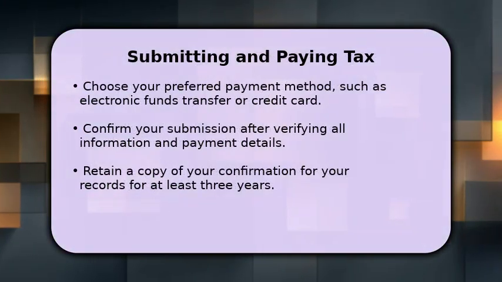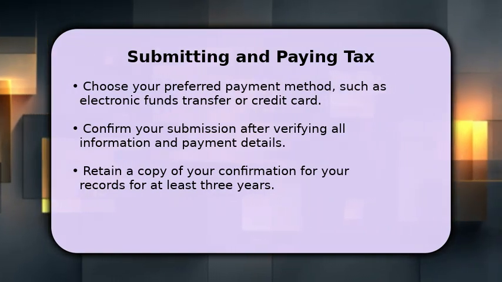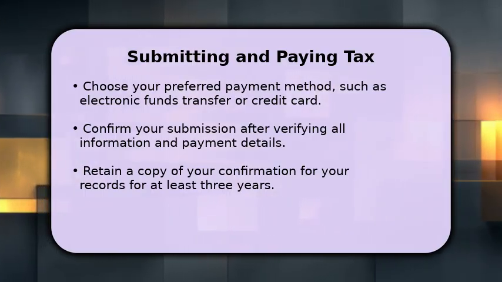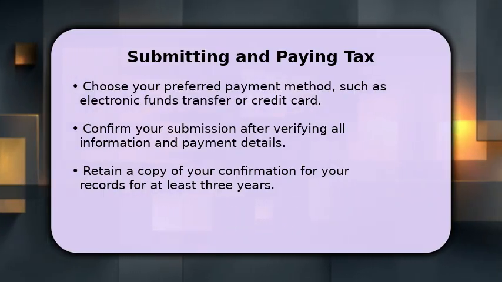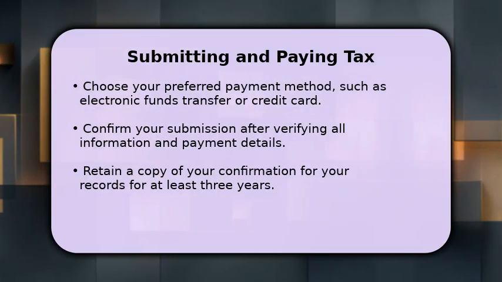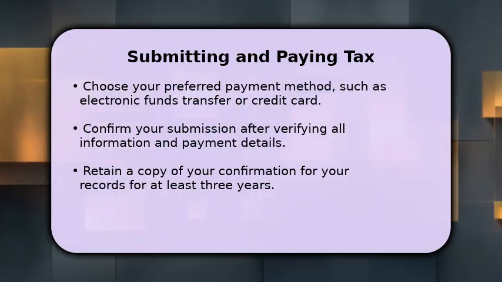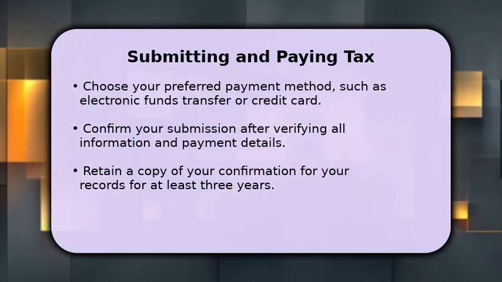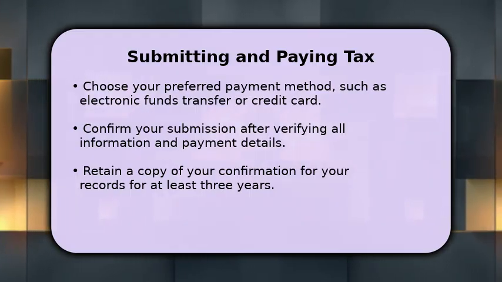For the final step, choose your preferred payment method. Options typically include electronic funds transfer, which is often free, or using a credit card, which might incur a small fee. After verifying all information and payment details one last time, confirm your submission. Remember to retain a copy of your confirmation for your business records for at least 3 years. This is important for future reference.